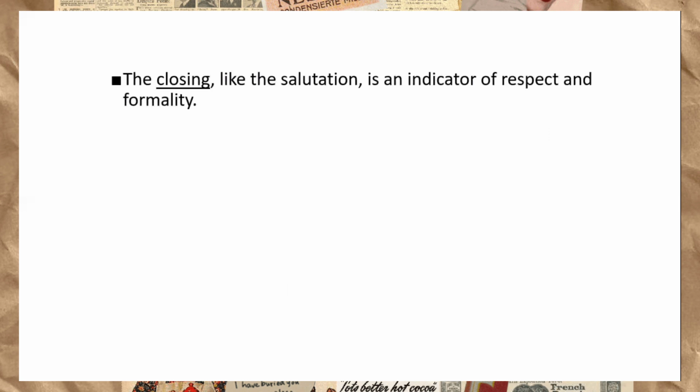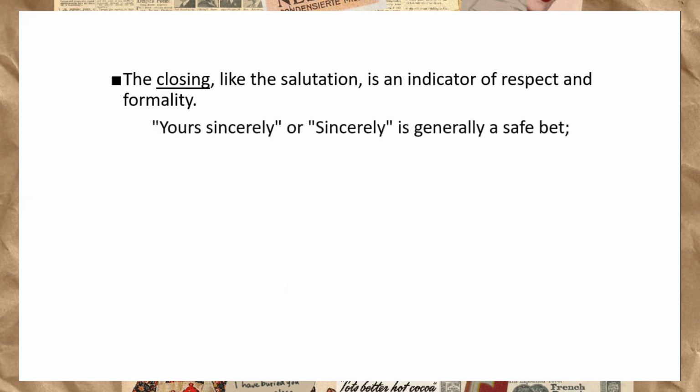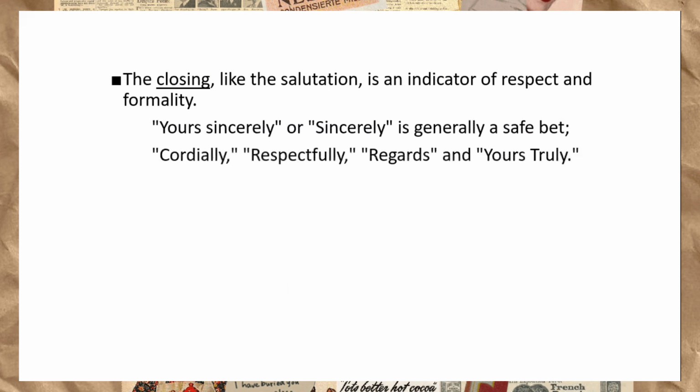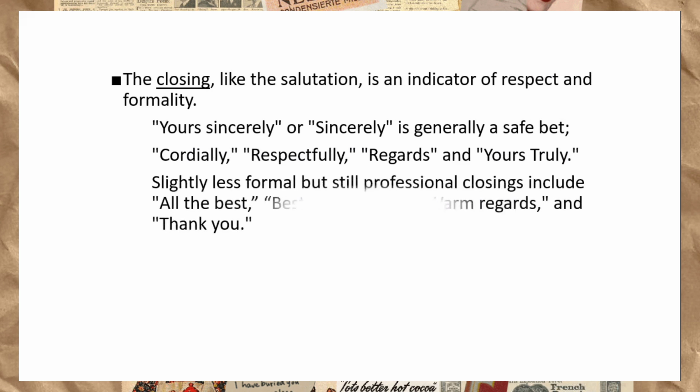The closing, like the salutation, is an indicator of respect and formality. Yours sincerely or sincerely is generally a safe bet. Cordially, respectfully, regards, and yours truly. Slightly less formal but still professional closings include all the best, best wishes, warm regards, and thank you. Use a comma after your closing because that is in preparation for the writing of your whole name and your signature.